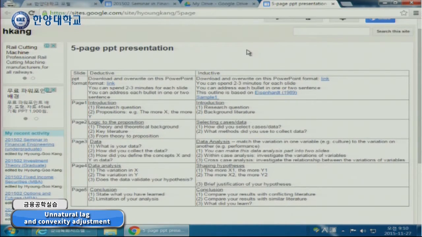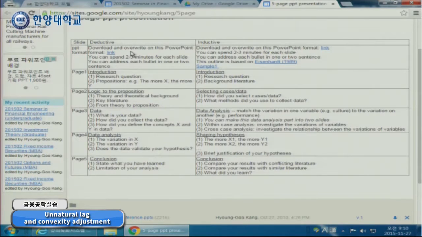Page 1. Your paper is written in 2 ways, either deductive or inductive. Suppose you write the term paper in a deductive way. Page 1 is the introduction. It tells you the research question and then the proposition: term X, term Y, something like this.